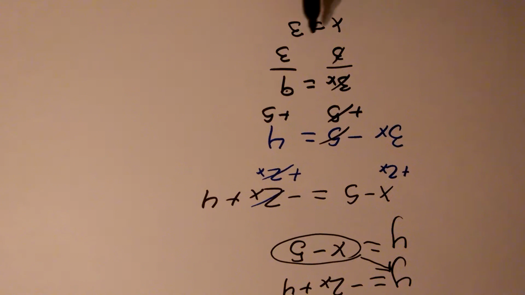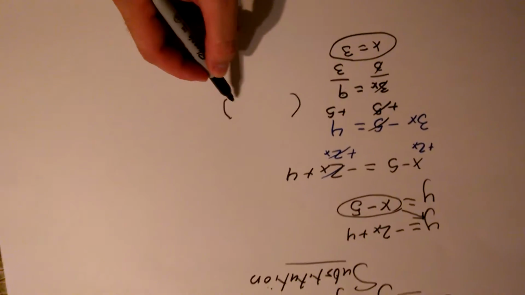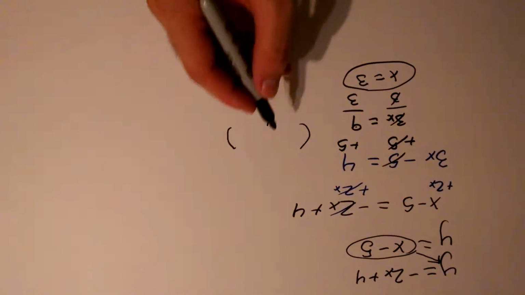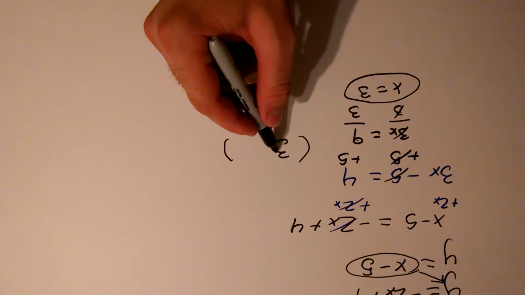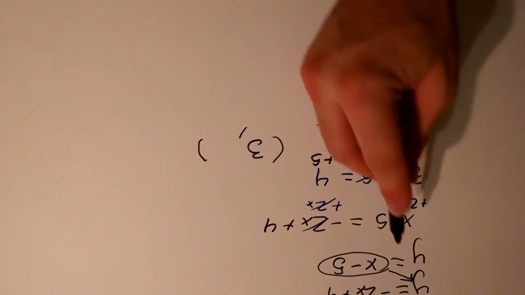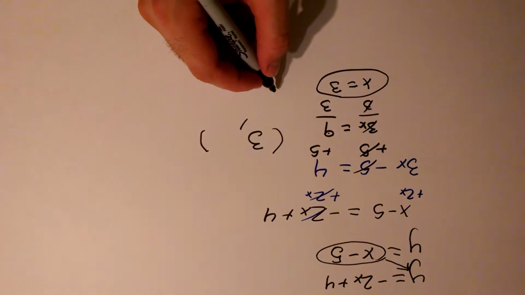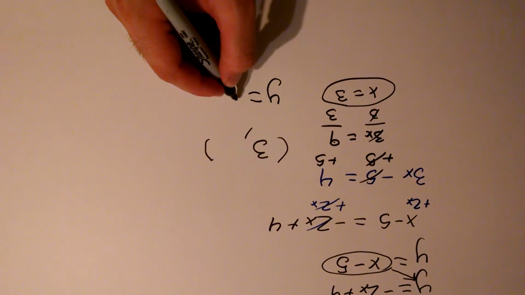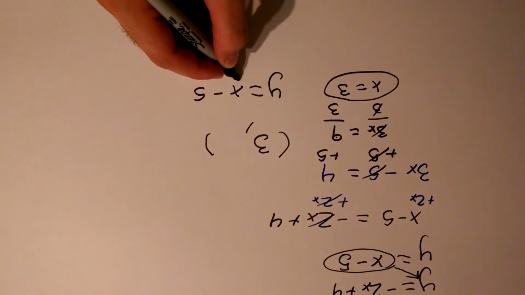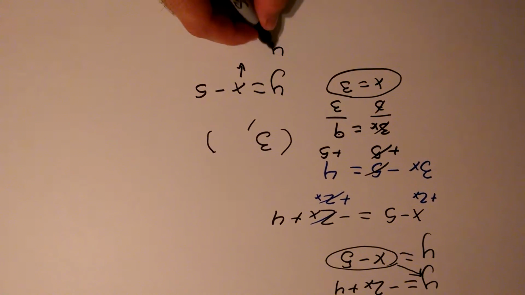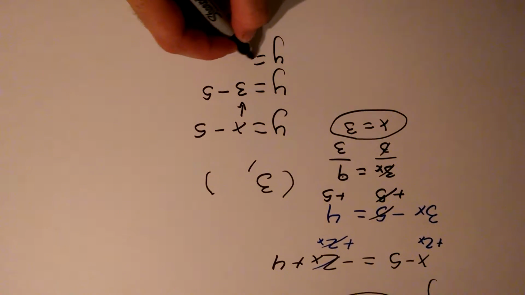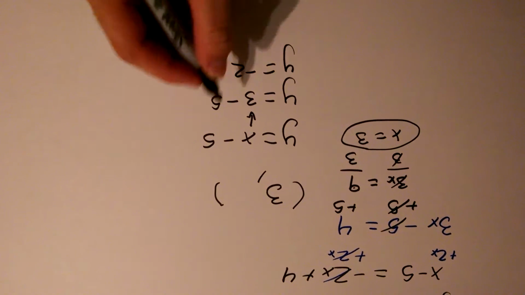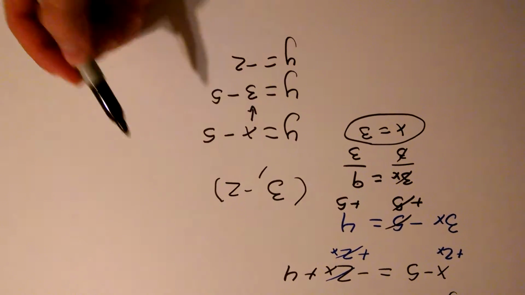Okay, now we're not finished. We just have the x value. Because remember, our answer is a coordinate. And so we have the x value, but now we need to find out what the y value is. And to do that, we plug the x value into either one of these equations. I like the first equation because I think it's easier. So let's use this equation. And so now I'm going to plug in 3 for x. So y equals 3 minus 5. And 3 minus 5 is negative 2. So we know that our answer is 3, negative 2.